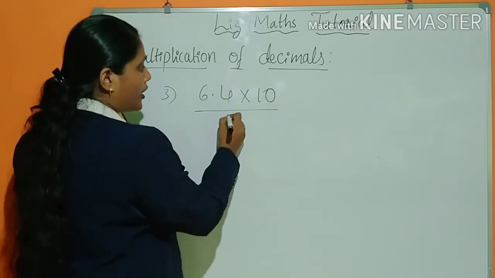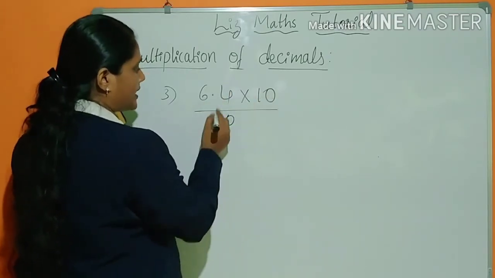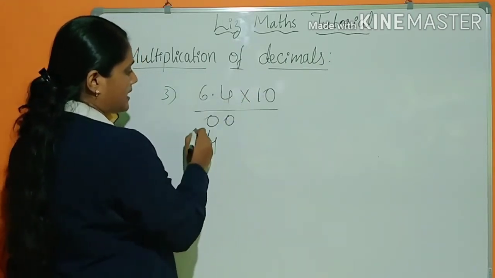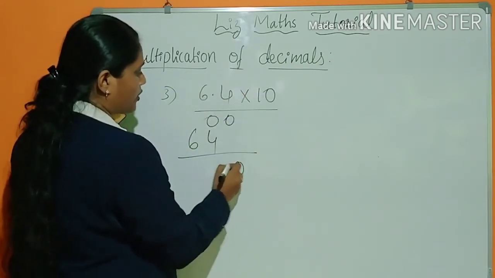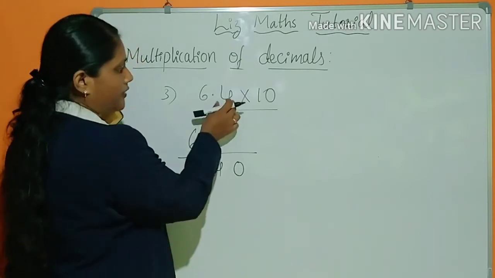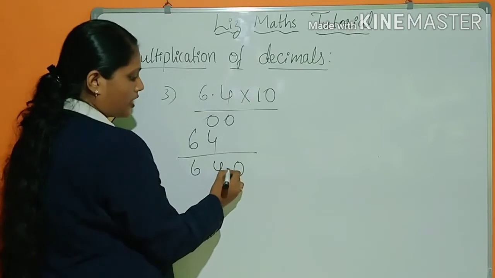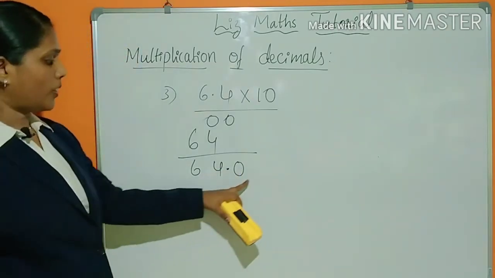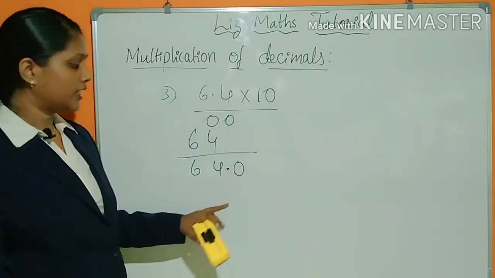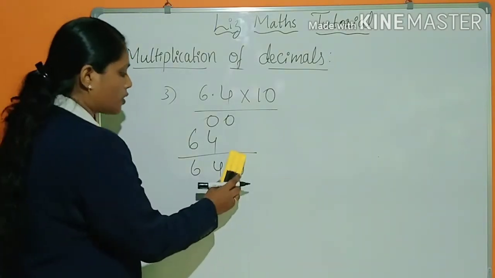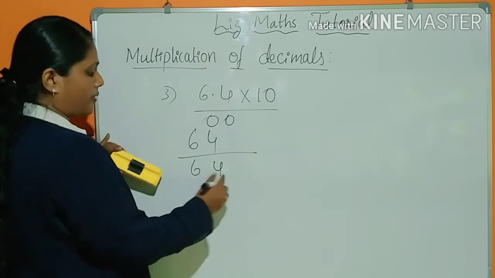0 into 4, you will get 0, and 0 into 6, you will get 0. 1 4 is a 4, and 1 6 is a 6. Here you get 0, 4, 6. After how many places do you have the point? Decimal, only one digit. So here you have to put the point, one digit. Got it? So here you got 64.0. 0.0, there is no value for that. So 64 is the answer.